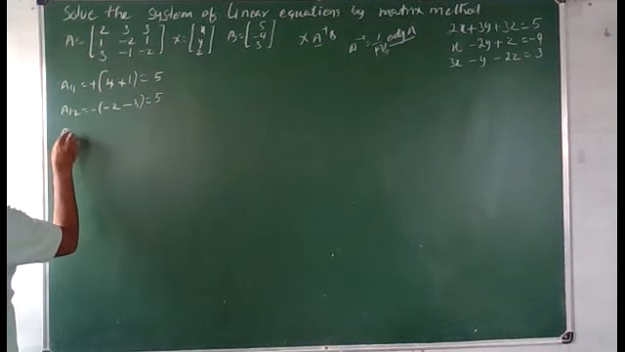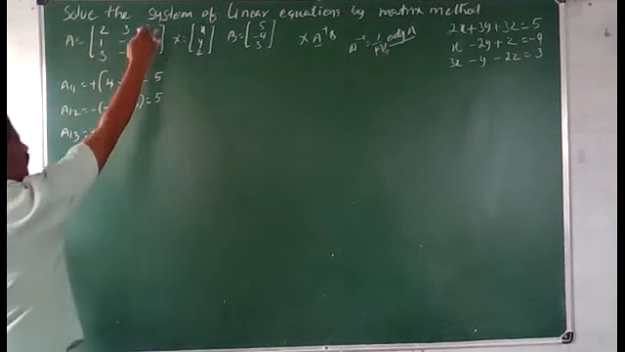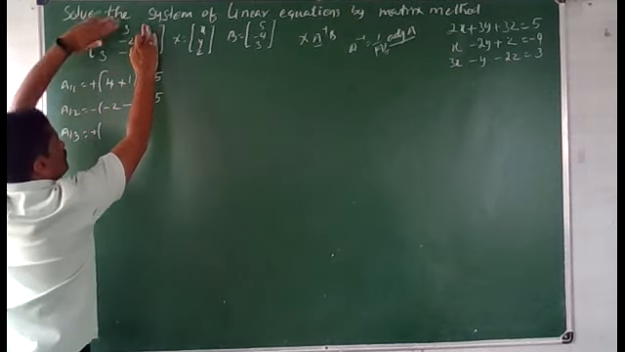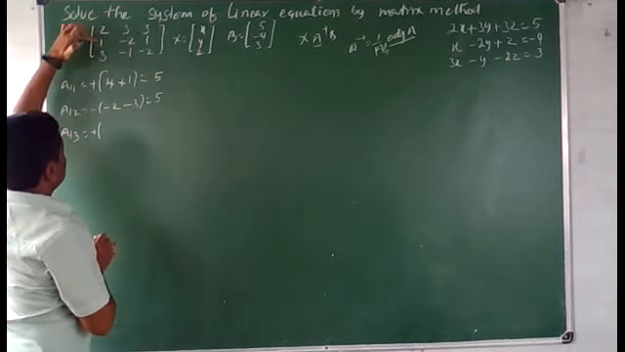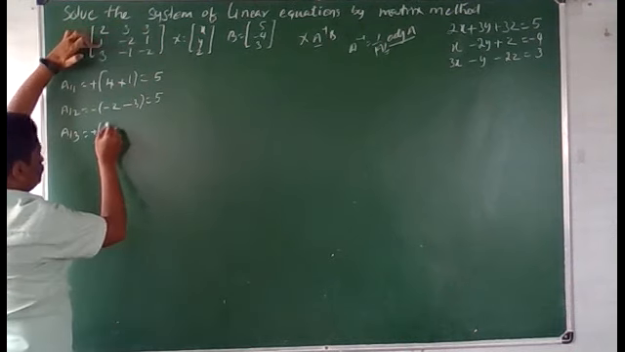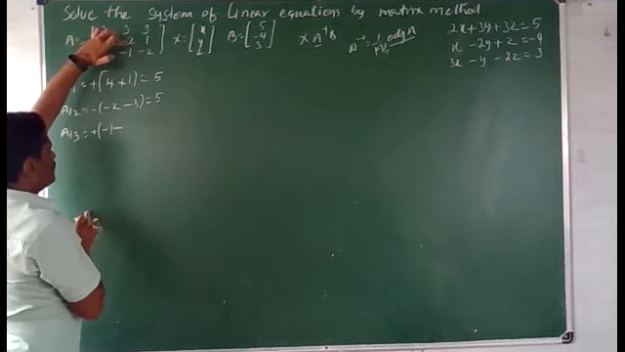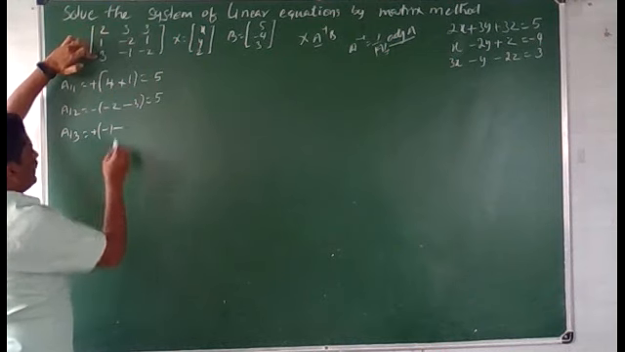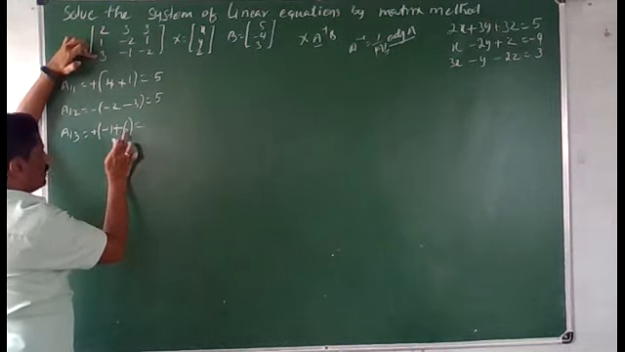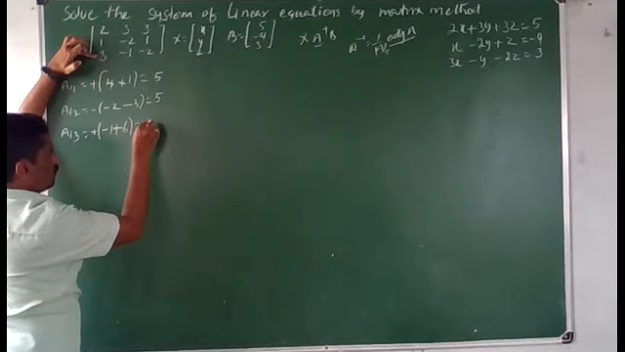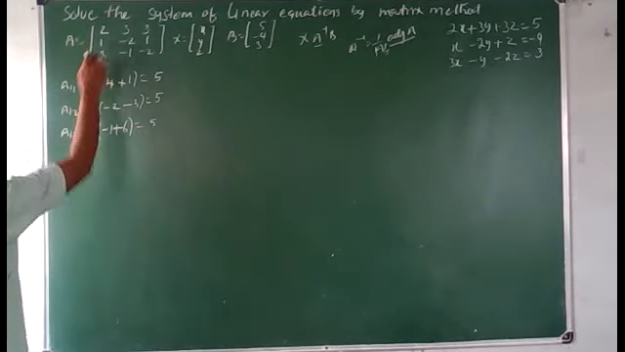The cofactor of this element A13 is equal to plus, the cofactor of 3, leaving this row and column. So we have 1, minus 2, 3, minus 1. Therefore 1 into minus 1, minus 1, minus 3 into minus 2, that is minus 6, minus of minus plus 6 again, that is equal to minus 1 plus 6, 5. Into plus, that is 5 itself.